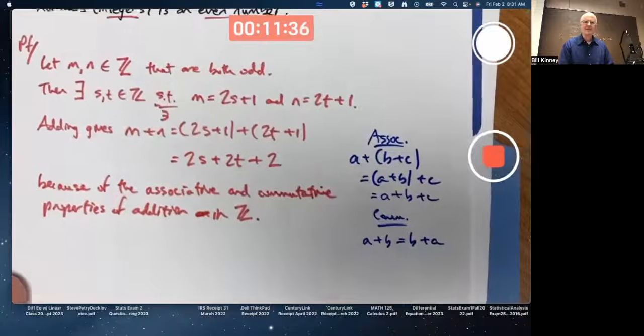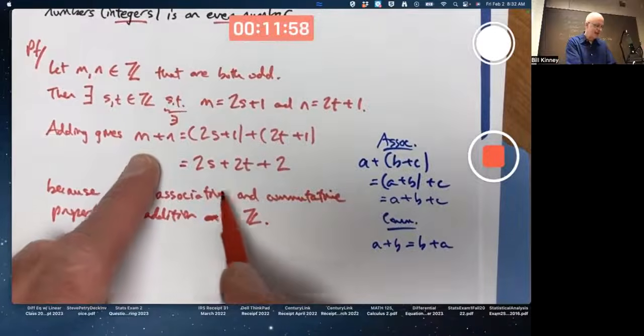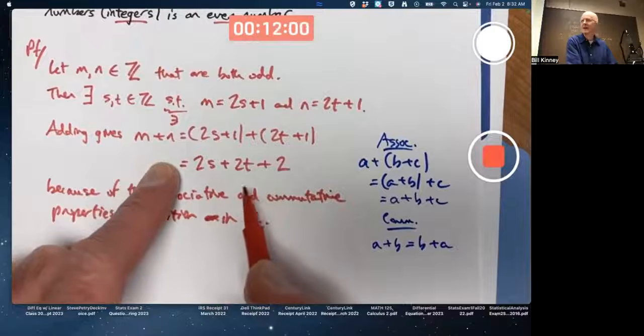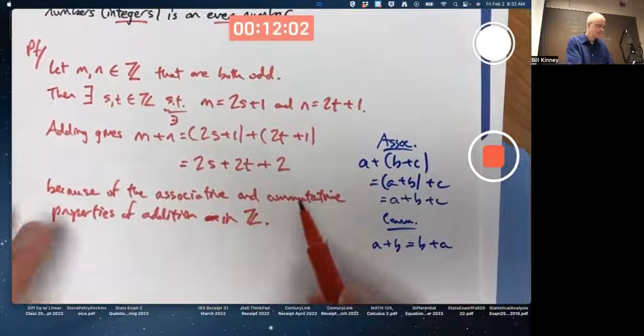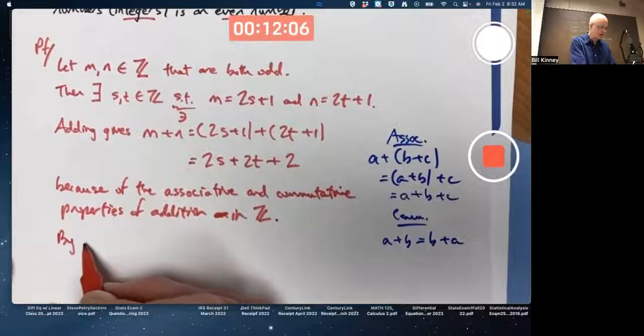Are we done? Did that prove it? Does that prove m plus n is even? Almost. What last thing should I do here? Factor out a 2, yeah. What does it mean to be even? It means you're 2 times some other integer. I got m plus n is the sum. I want to write it as 2 times some integer. It's really by the distributive property that I can factor out a 2.